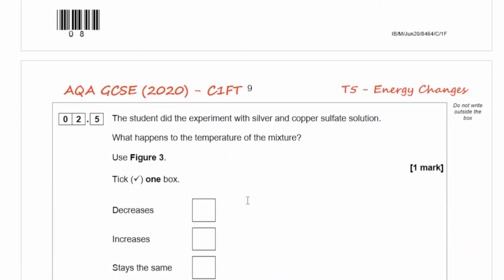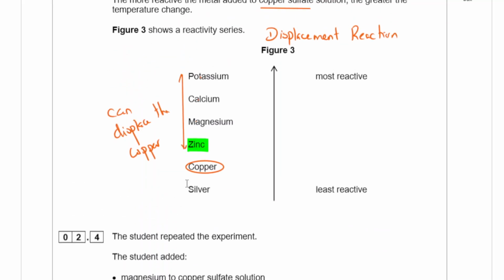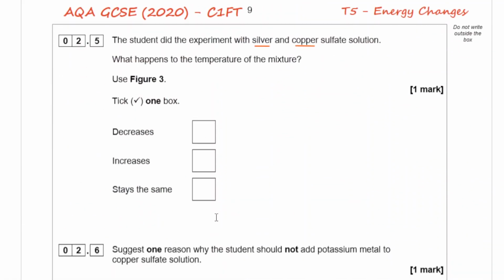The student did the experiment with silver and copper sulfate solution. What happens to the temperature of the mixture? Now remember, silver is less reactive than copper. It's below copper in the reactivity series. Like I said at the start, silver is below copper, which means there won't be any reaction, so the temperature will stay the same. Okay? No reaction.